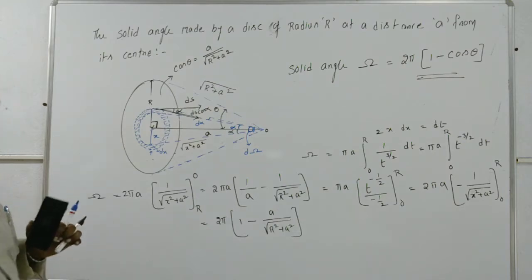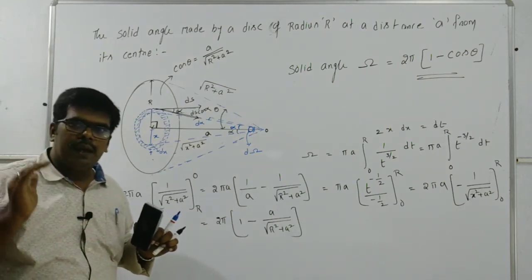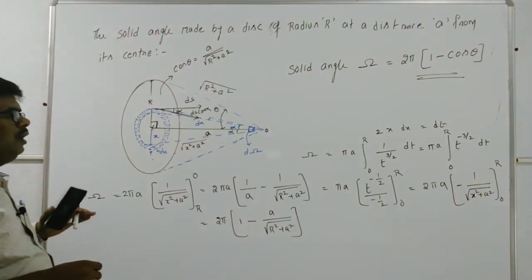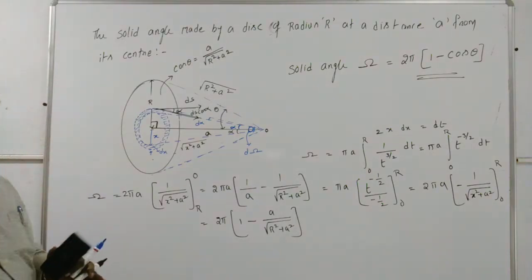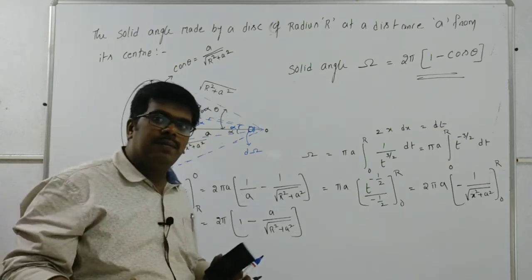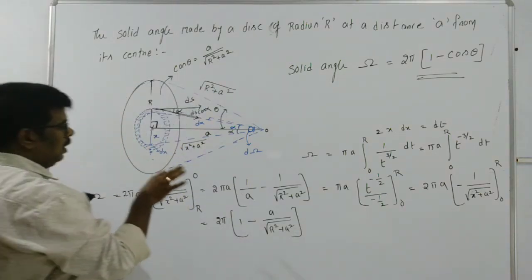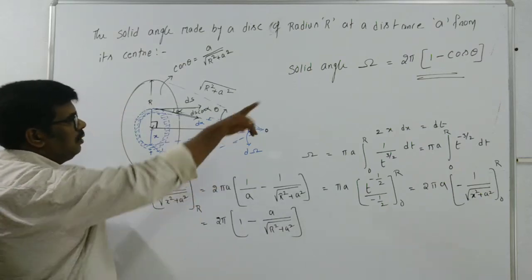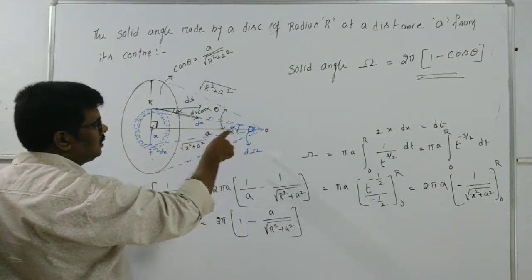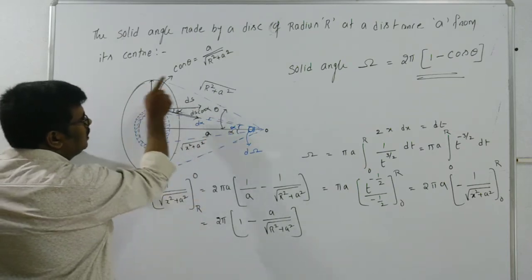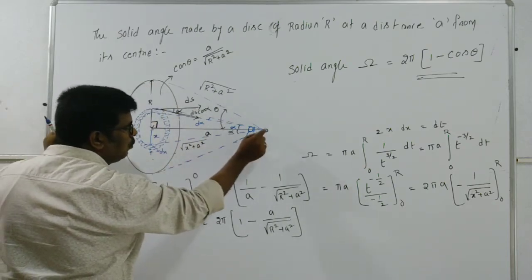If you take a hemispherical sphere, what is the solid angle made by the hemisphere? If a complete sphere, what is the solid angle it makes? You can understand the thing. First, listen clearly: what is 2 pi into 1 minus cos theta? Theta is nothing but the angle made by the disc at a distance A, that is, at O.